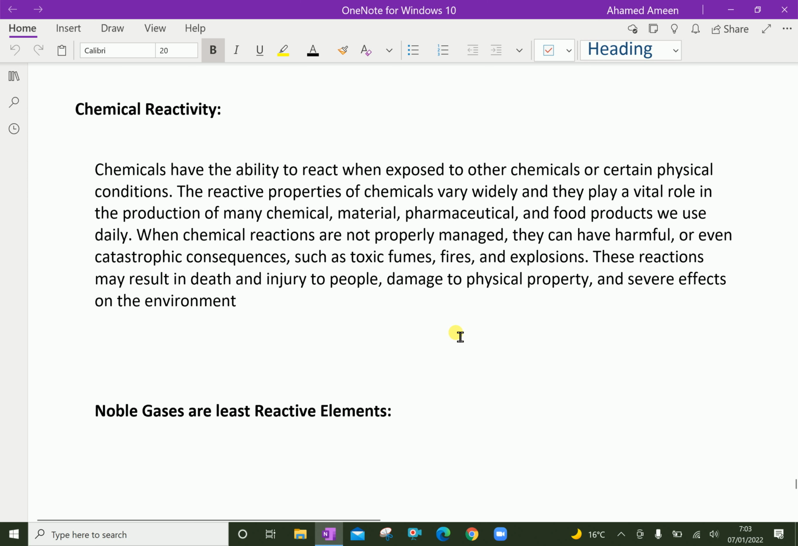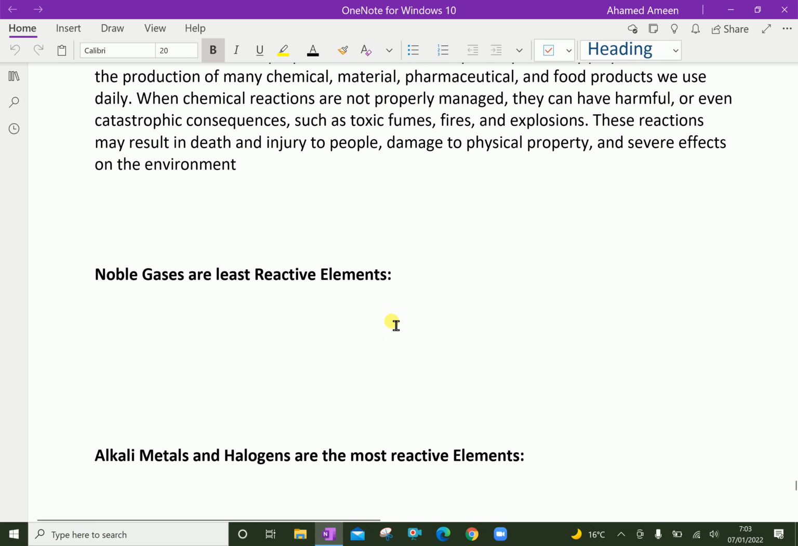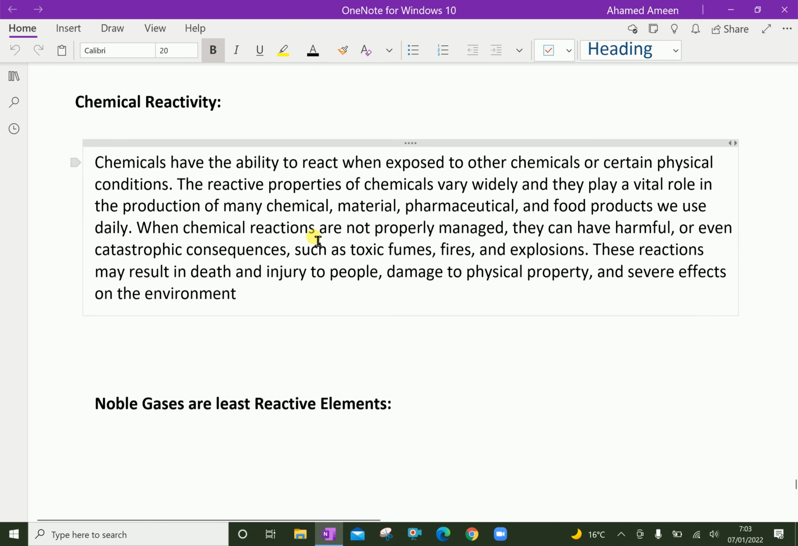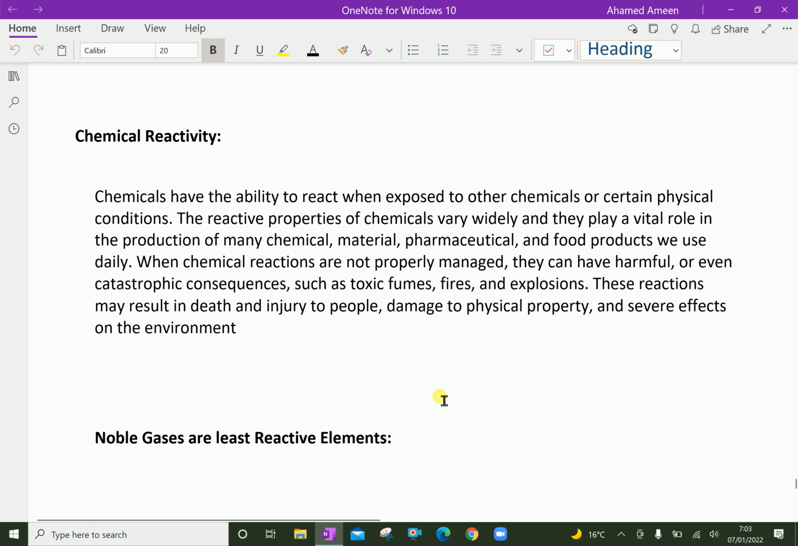That means when you produce chemicals, you should take care about dangerous things. Next, noble gas. Before that, we will discuss further about chemical reactivity. Some elements are highly reactive while others are not. For example, consider the difference between oxygen and neon. Notice that oxygen reacts readily with magnesium, but neon does not. Why has this happened? Why is oxygen so reactive while neon is not?